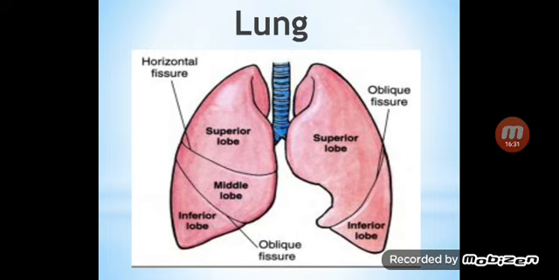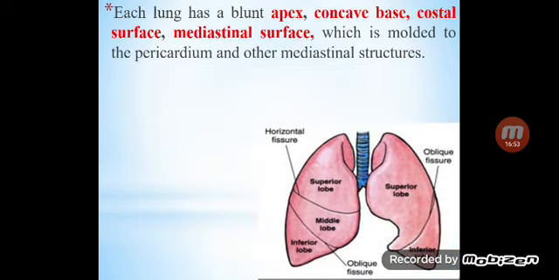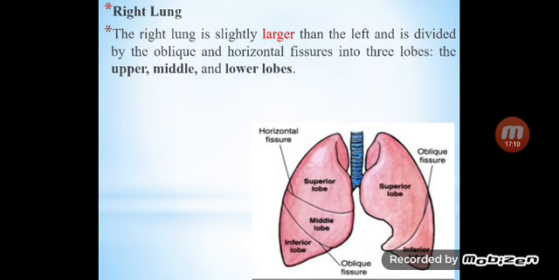Because the mediastinum, as I said in the previous lectures, is a median partition. Okay? On the sides are the pleurae and the lungs. And here the mediastinal surface of the lung is molded to the pericardium. See, it has a blunt apex, concave base, costal surface, and mediastinal surface molded to the pericardium and other mediastinal structures.